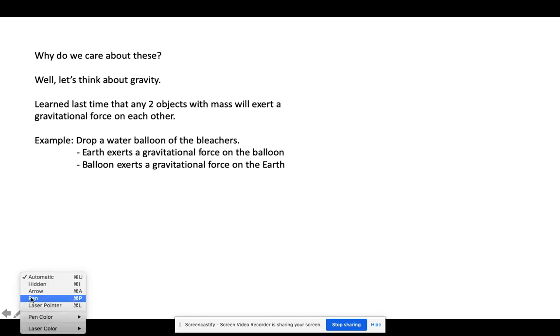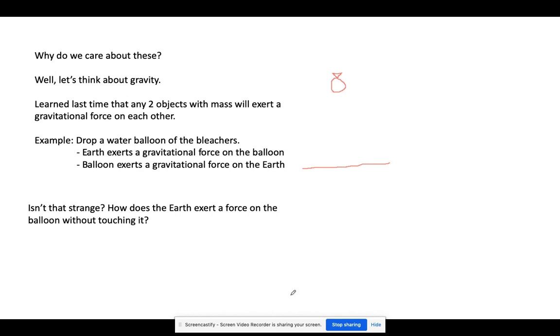And let's just draw ourselves a little picture here. Not very complicated. There's the Earth. There's the water balloon. Okay, and it's falling towards the ground. But here's the thing that's weird. Isn't that strange, right? So the Earth is somehow able to exert a force on the water balloon without touching it.